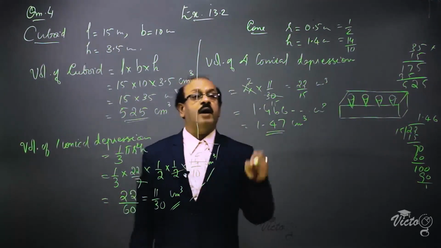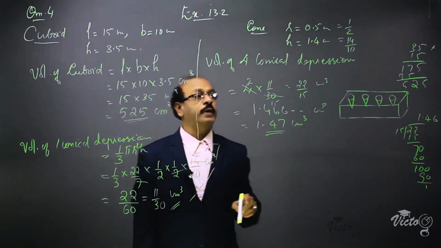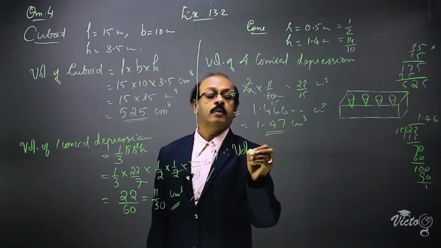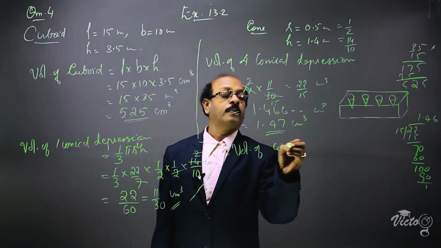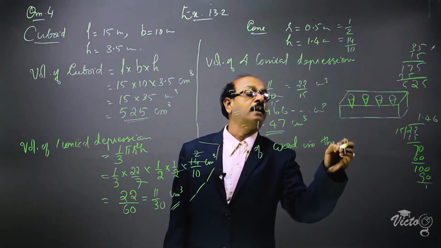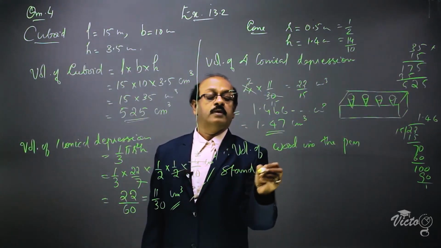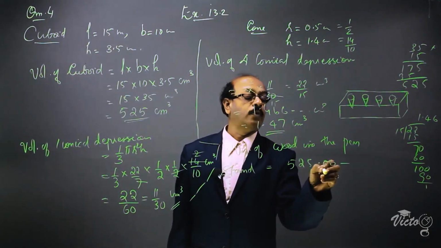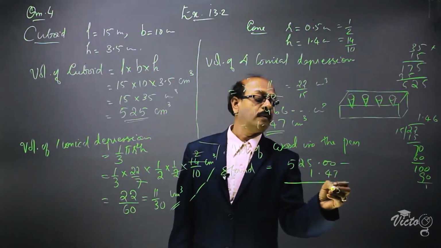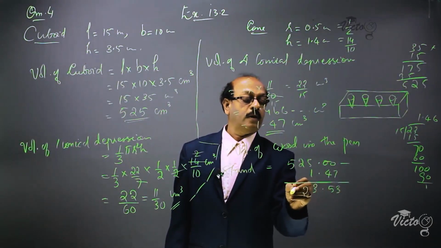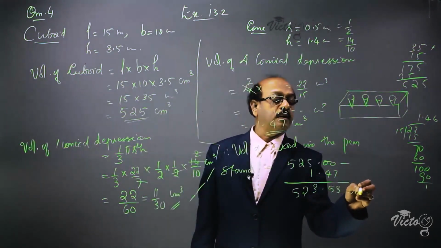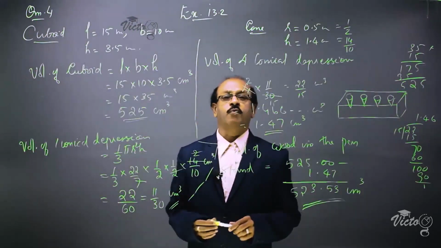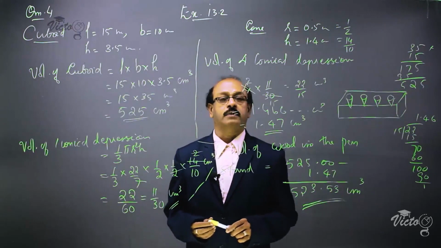Therefore, we have to subtract the volume of the conical depressions from the volume of the cuboid. Volume of wood in the pen stand is equal to 525 minus 1.47. It is 523.53 centimeter cube. We are getting the volume of wood in the pen stand to be 523.53 centimeter cube.